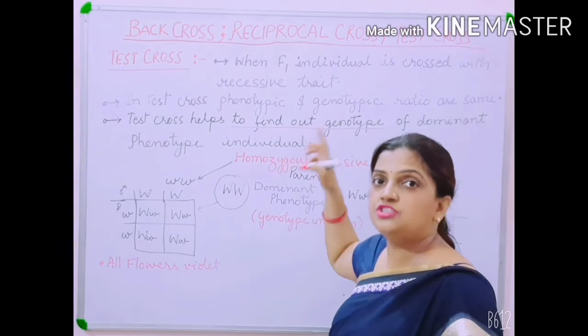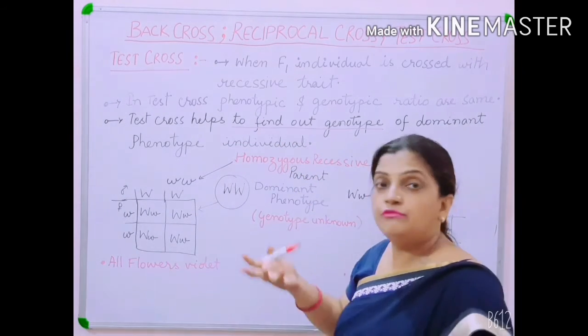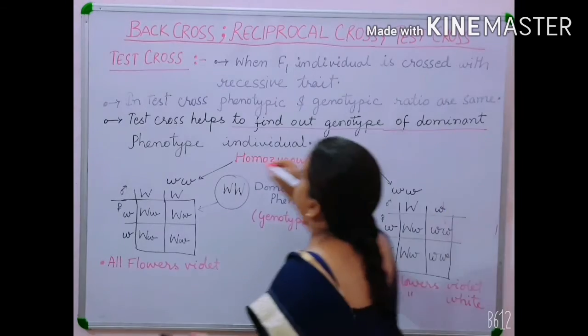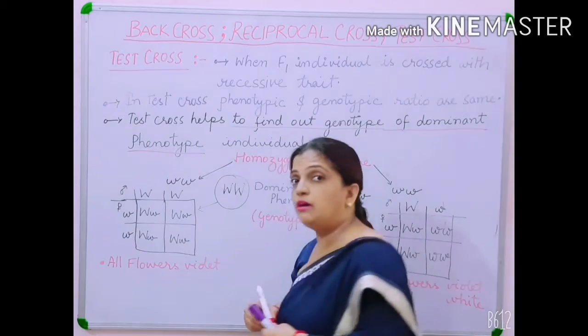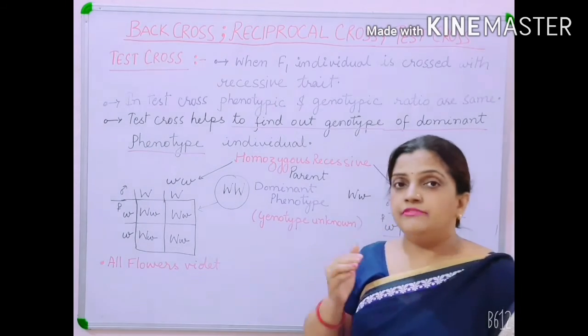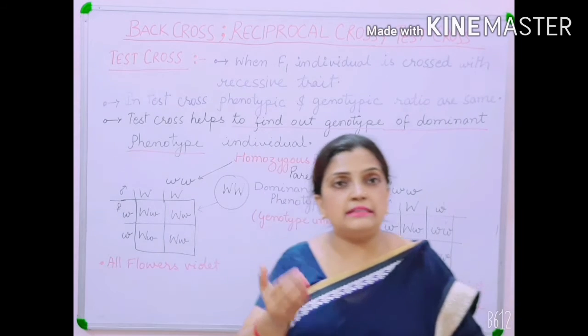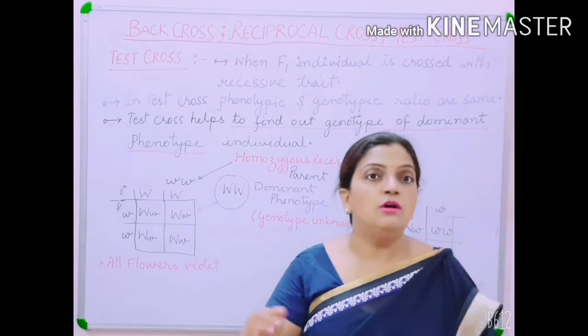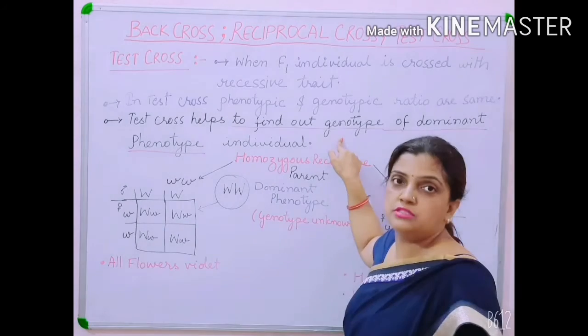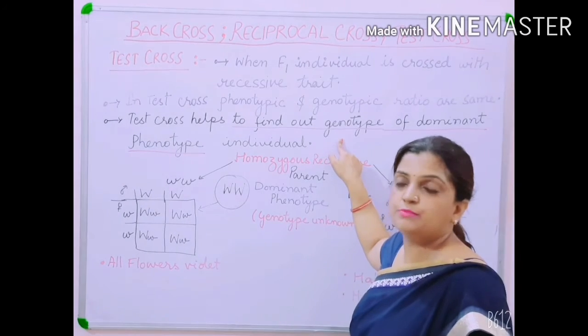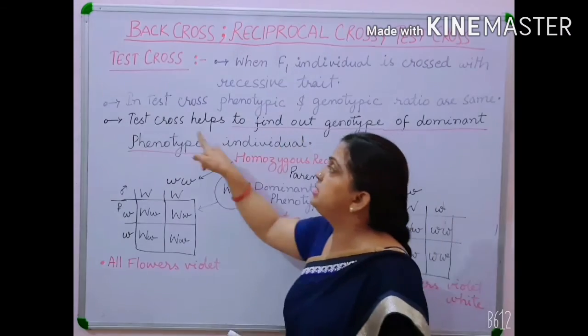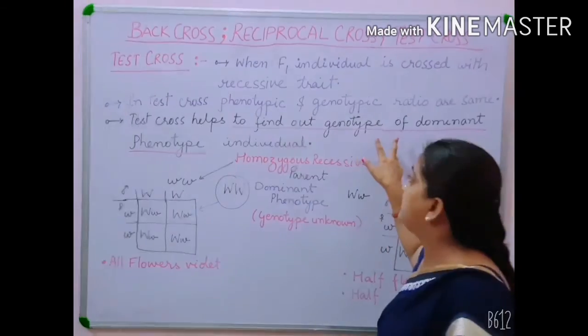What are we going to find out? We are going to find out the genotype, the genes responsible for what? Of a dominant phenotype. Phenotype is the character which is expressed. So for that expressed dominant character, what are the genes responsible? Which are the genes responsible? We are going to find out with the help of test cross.